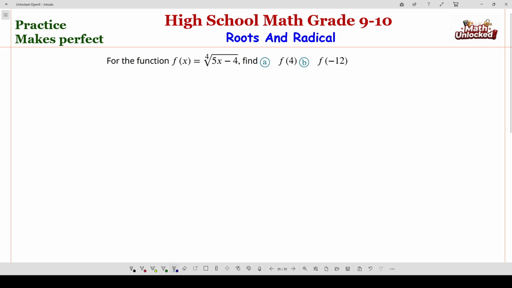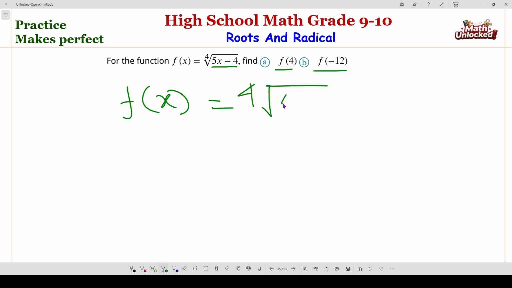For the function f(x) equals the fourth root of 5x minus 4, we have to find the value of f(4) and f(-12). So first, here is f(x) equals the fourth root of 5x minus 4. So we have to put the value.